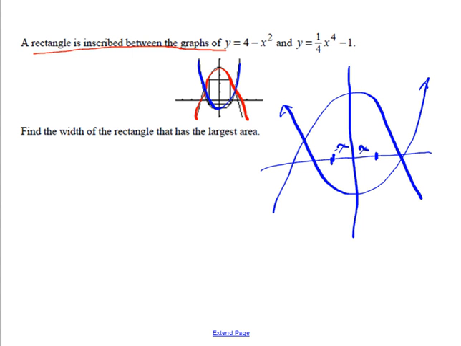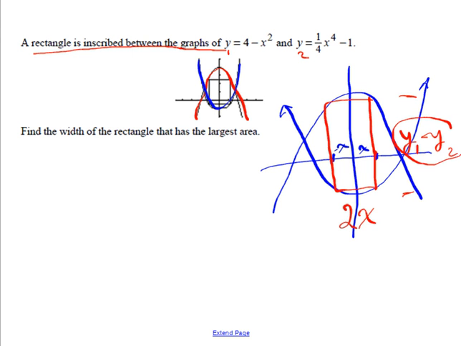And then we go up, down. Here's a rectangle. So if we think about the dimensions of the rectangle, it's going to be 2x. That's going to be the width of the rectangle. And then if we call this y1 and this y2, our height is y1 minus y2, the difference of those values. So we want to maximize the area.